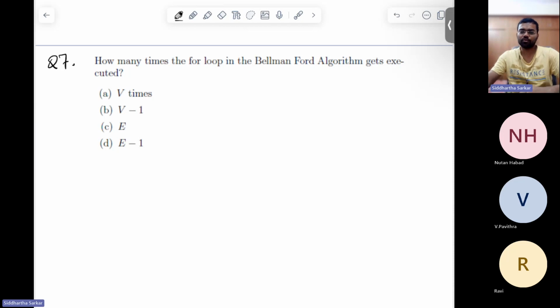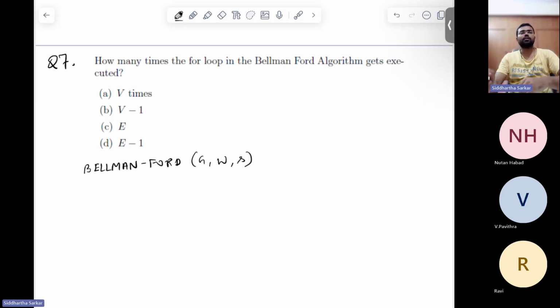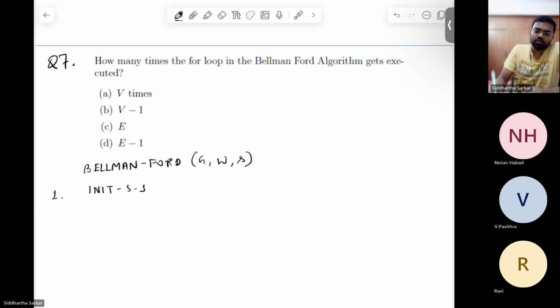I'll write Bellman-Ford for you. It takes a graph, weights on the edges and a source vertex. The first step is to initialize the single source with respect to S.